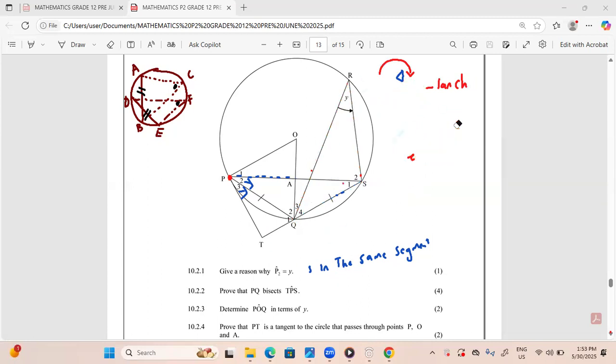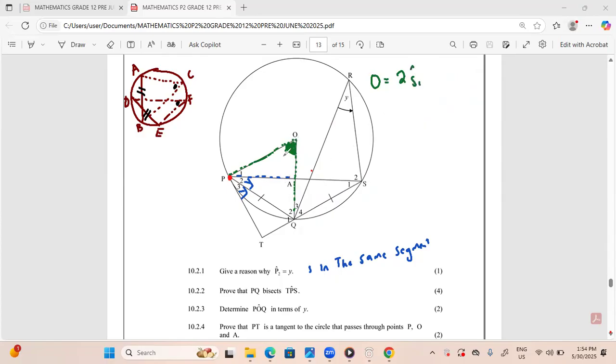Okay, now they say determine POQ. Determine POQ. So let's check. They are looking for angle O in triangle POQ. They are looking for the angle at the center, in terms of y. And we know that angle O is twice S1.